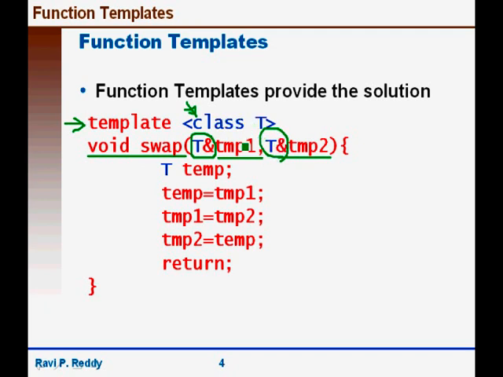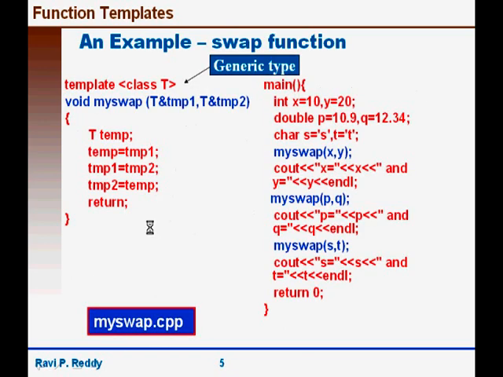Having created these two variables of temp1 and temp2 of an unspecified type t, we can continue to use this t as a data type in the code. So here we declare a variable temp of the type t, and we write the usual code for the swapping of the two variables, and that's the end of the code. Now how does this work?